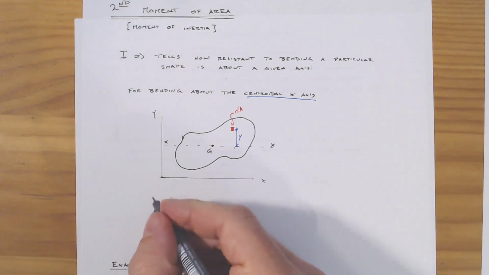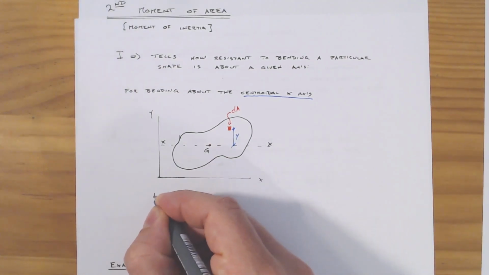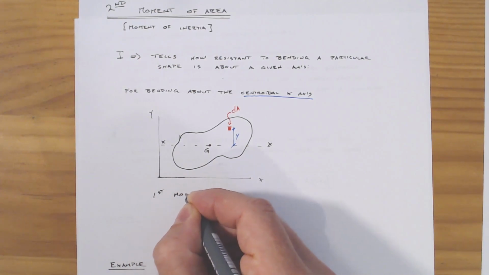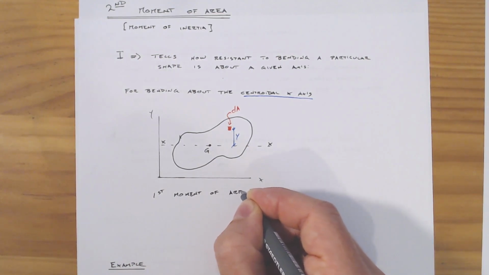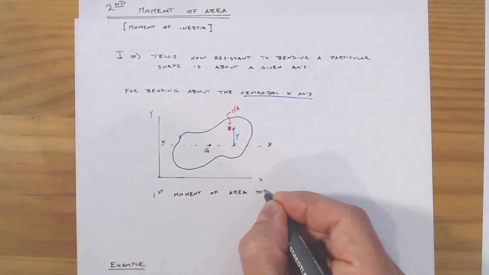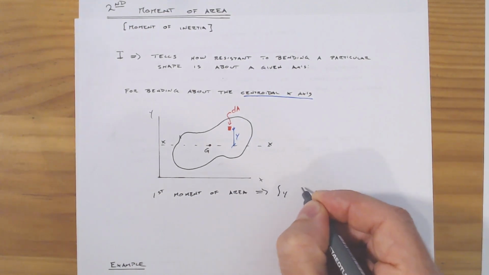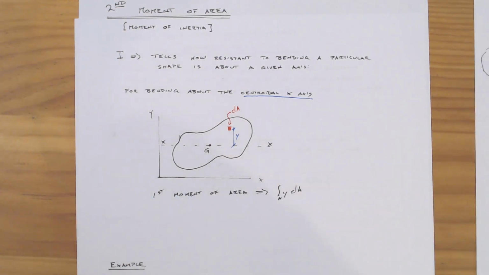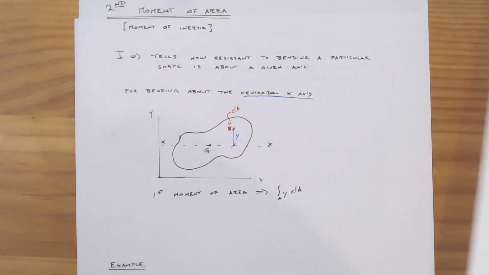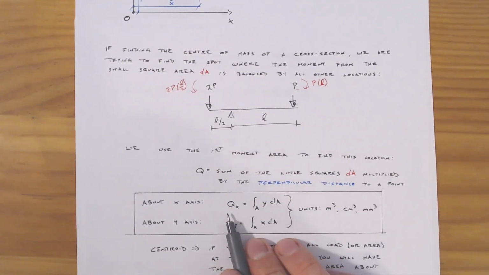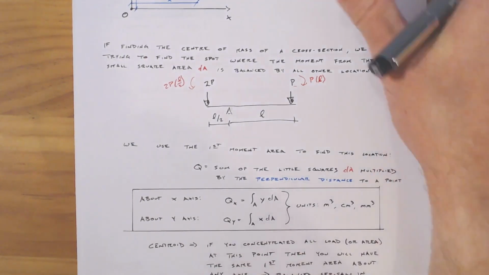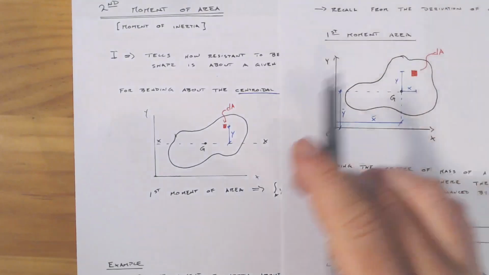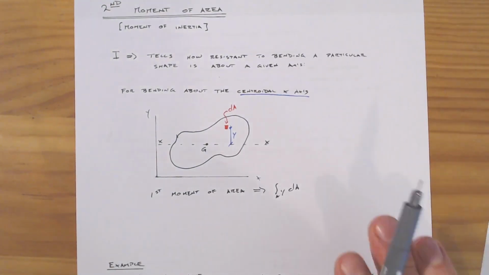Well, we know that the first moment of area is simply going to equal y times dA over the area, which is what we just found right here. It's the integral over the entire area of y times dA. So that's every little piece, dA, multiplied by its perpendicular distance.